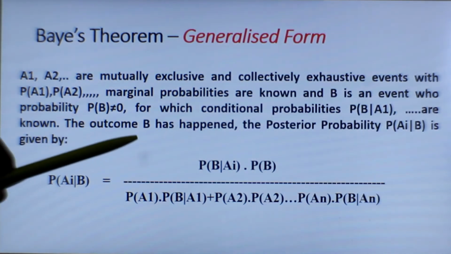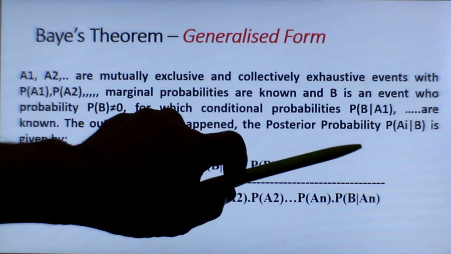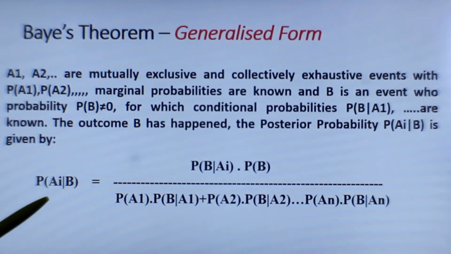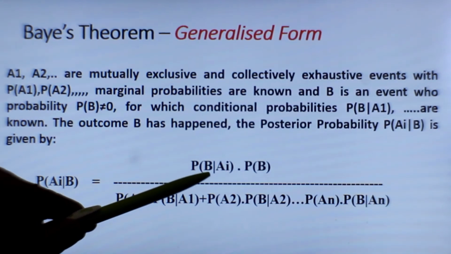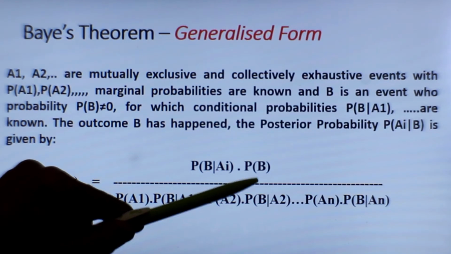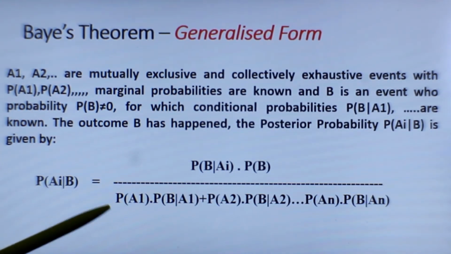The outcome B has happened. The posterior probability of the A ith event occurring given that B has occurred is equal to the probability of B given that the A ith event has occurred, times the probability of A ith event, divided by the combined probability or the joint probability.